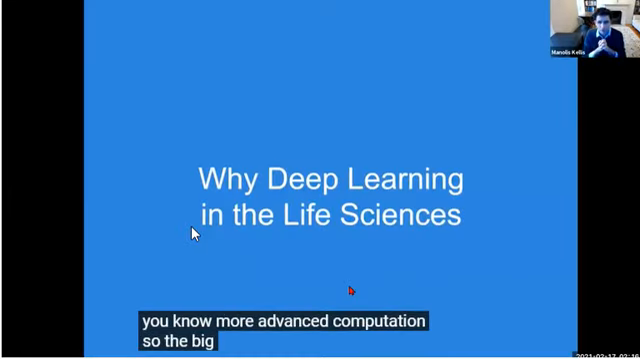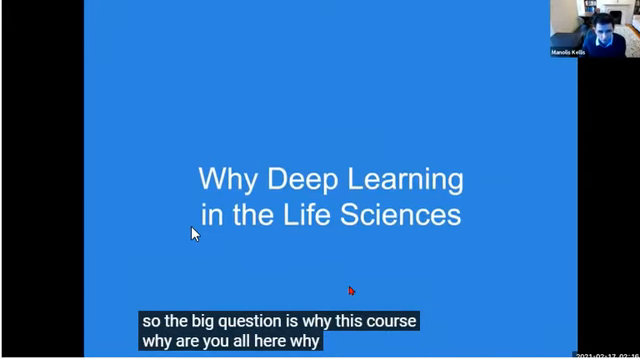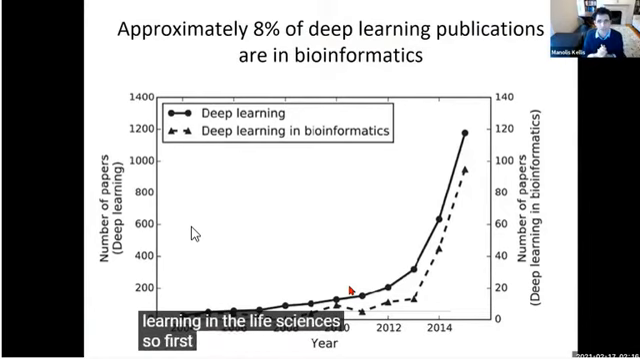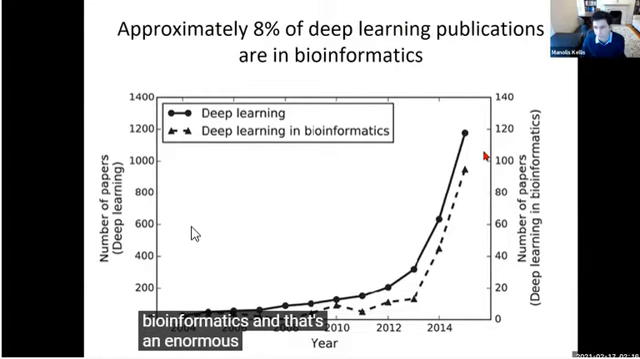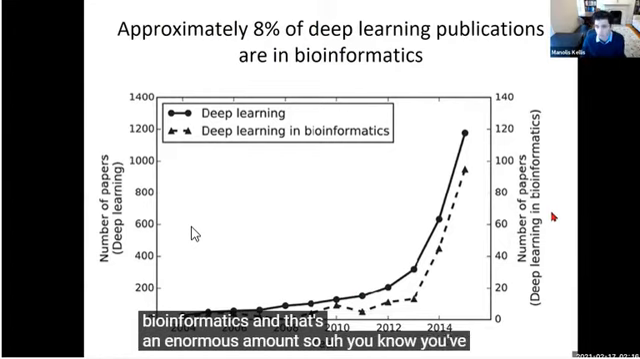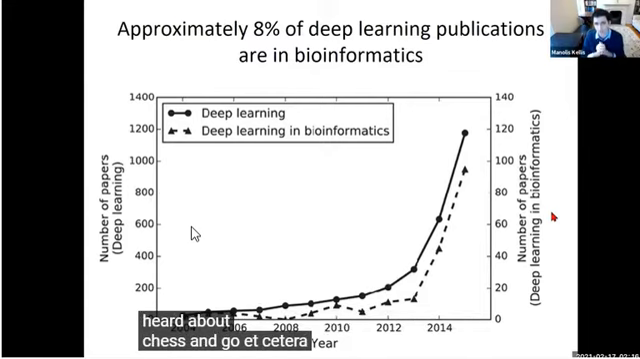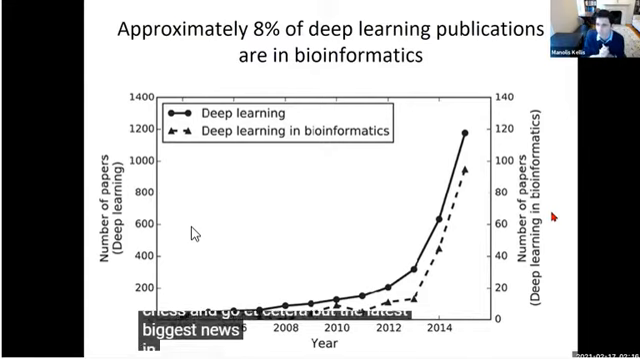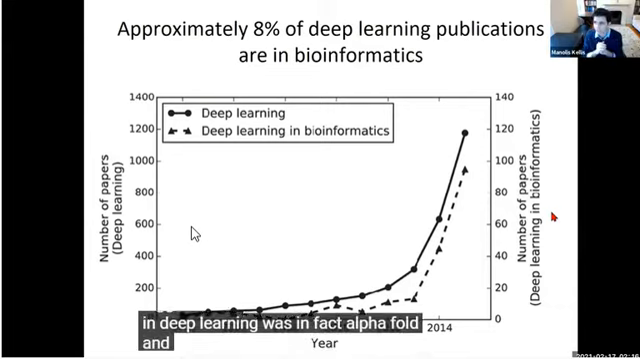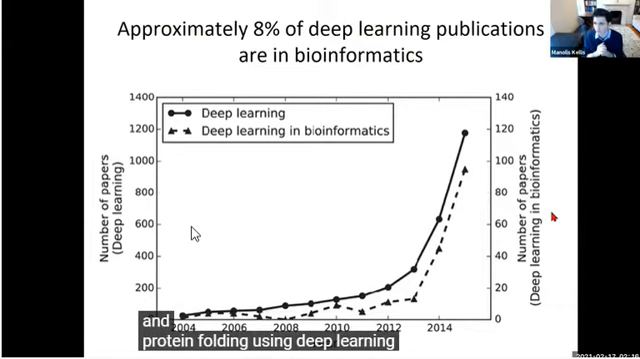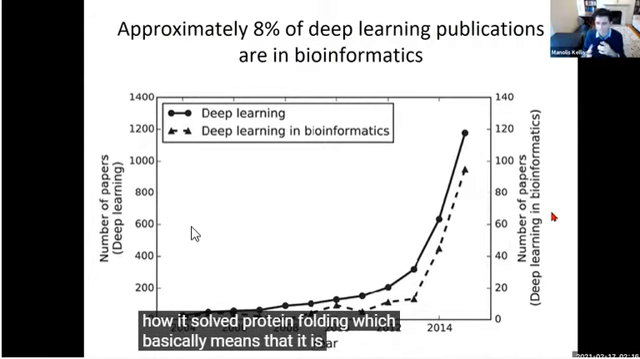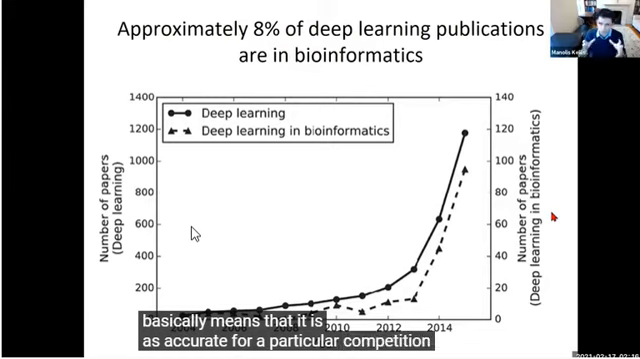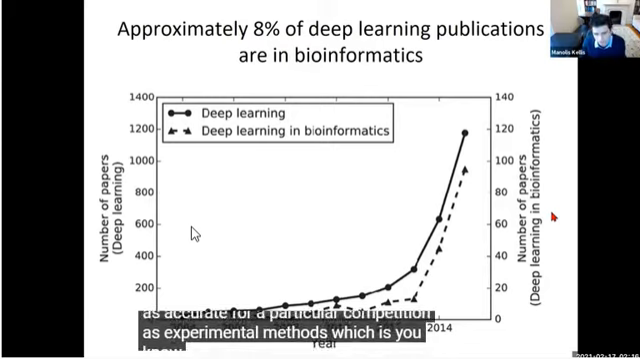So the big question is, why this course? Why are you all here? Why do we need deep learning in the life sciences? So first of all, approximately 8% of all deep learning publications are in bioinformatics, and that's an enormous amount. So, you've heard about chess and Go, etc., but the latest, biggest news in deep learning was in fact AlphaFold and protein folding using deep learning. And you probably heard how it solved protein folding, which basically means that it is as accurate for a particular competition as experimental methods, which is a pretty big deal.